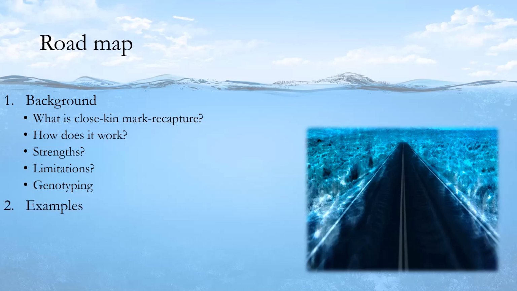Then I'll share some examples of real-life CKMR applications, focusing on 3 that I think are particularly creative and demonstrate the potential of CKMR to do even more than estimate abundance and mortality. And then after this, we'll step back and talk about considerations for project design, ending with a flowchart of the major steps involved in a large-scale CKMR project.